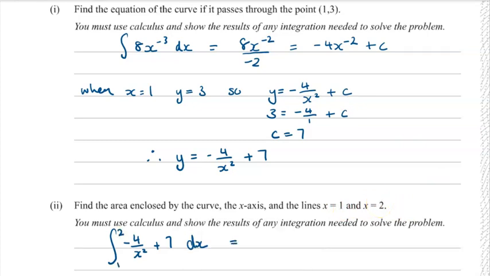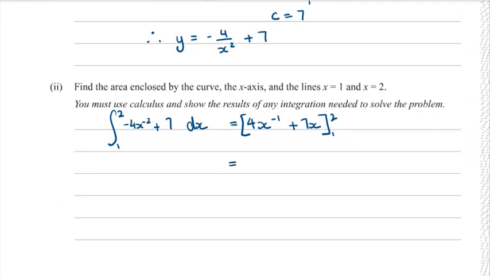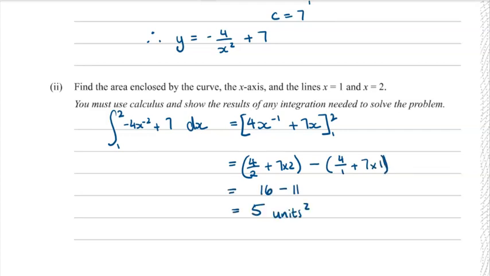So if we integrate minus 4 over x squared, I'm just going to rewrite that as minus 4x to the minus 2 to make it a bit easier to see. So raise the power by 1, we get minus 1. Minus 4 divided by minus 1 is going to be 4. And then we've got 7x from the 7 and limits of 1 and 2. So if we put 2 into this, we have 4 over 2 plus 7 times 2 minus 4 over 1 plus 7 times 1. And working that through, we get 5 units squared.